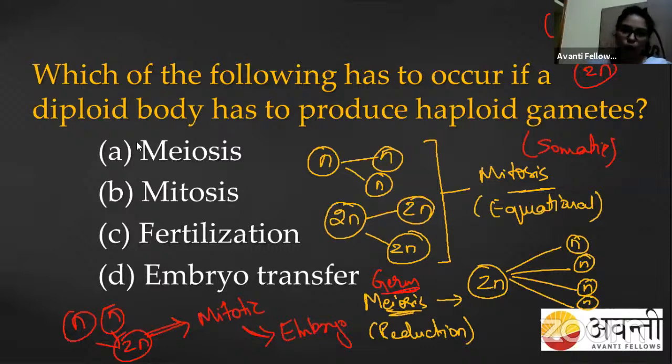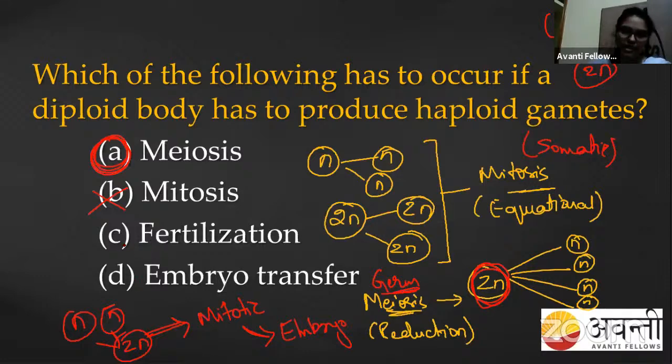Now, if you look into the options, meiosis is the answer for this question. Why? Because the diploid body has to produce haploid gametes. So this is the diploid one, and it is going to produce the haploid. Okay, so mitosis is equational. So if it is n, you're going to get n. If it is 2n, you're going to get 2n.